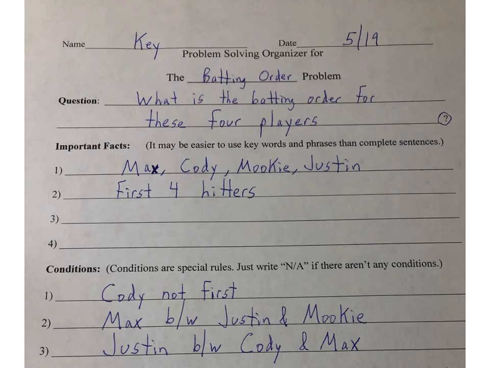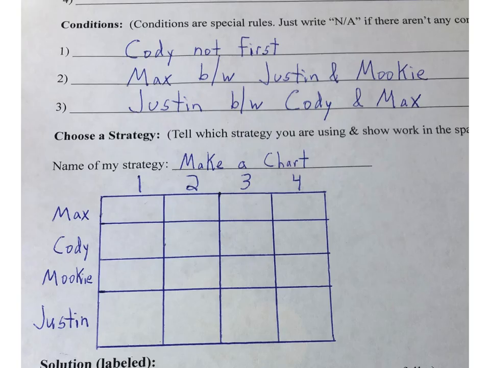Here's how I filled out the top part. I thought the important facts were the players' names and the fact that they were the first four hitters. The next three items are conditions. Cody cannot bat first. That's a special rule. Max has to be between Justin and Mookie, and Justin has to be between Cody and Max. So once again, I'm going for the make a chart strategy because it's going to help with any type of ordering like this situation calls for.